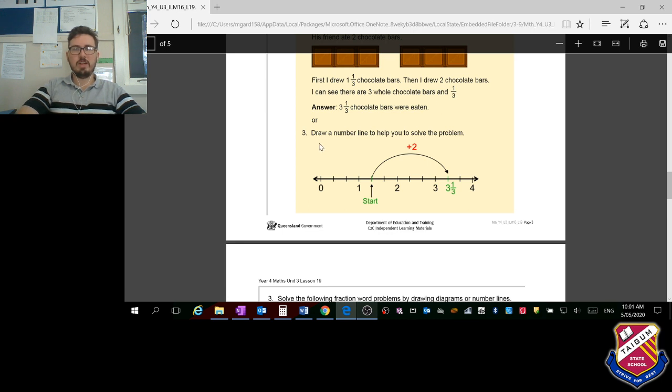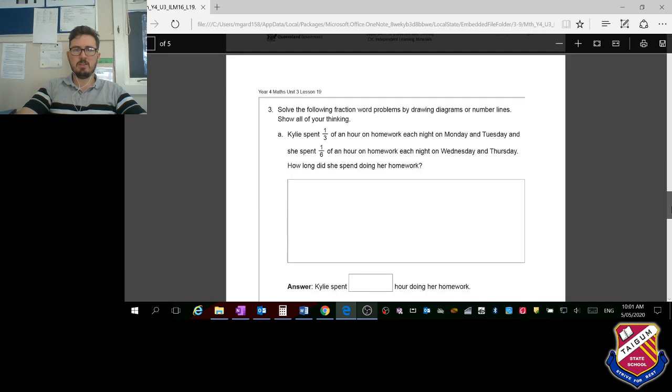You could also draw a number line. Here is 0, 1, 2, 3, 4. I've placed down 1 and 1/3 by partitioning between the 1 and the 2 in thirds. And then I've jumped 2 places, okay? So I've added 2 wholes to that, and I end up with 3 and 1/3. So whatever's easiest for you, that's the option you go with.